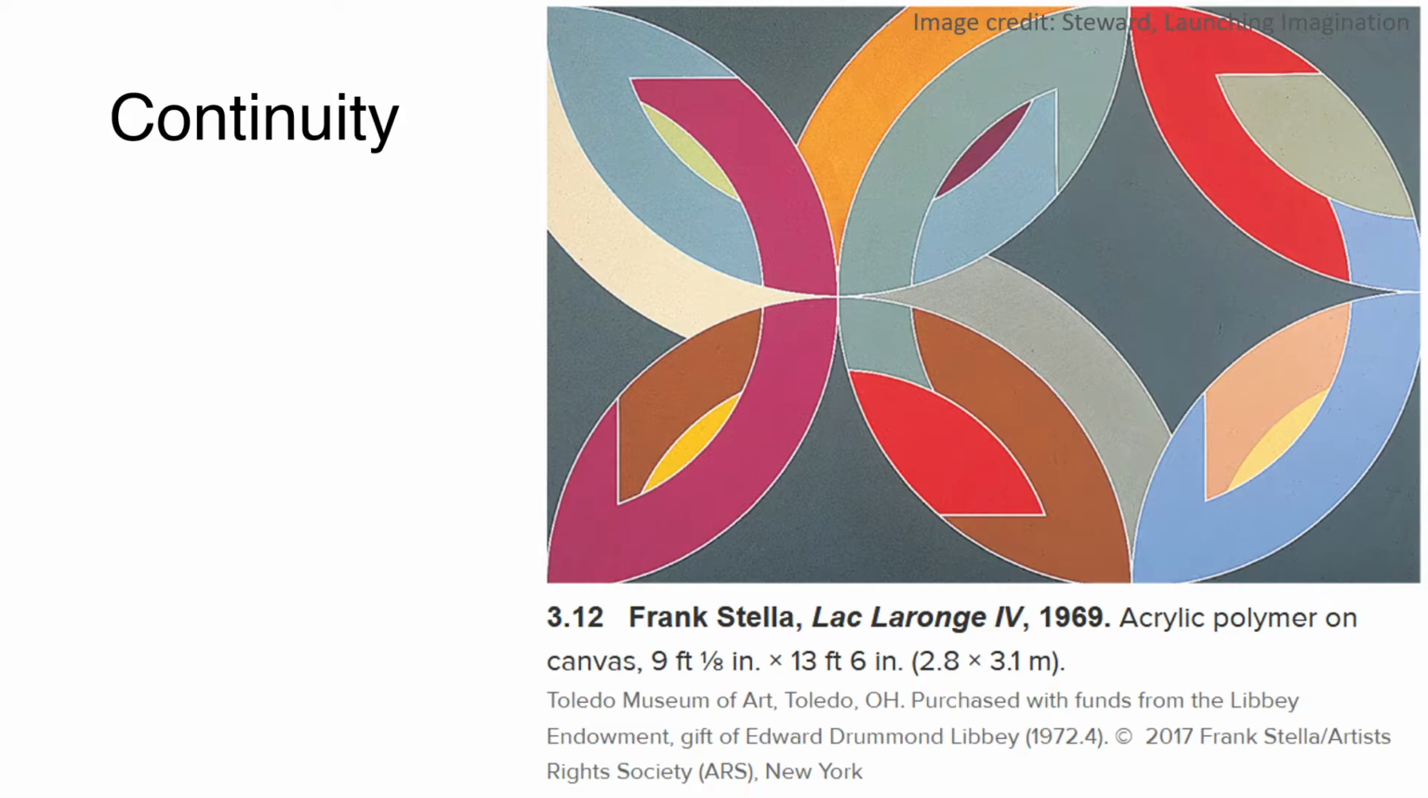So the curving lines and the shapes flow from one circle to the next, creating this actual continuity. And the color distribution creates implied continuity, which enhances the overall visual flow.